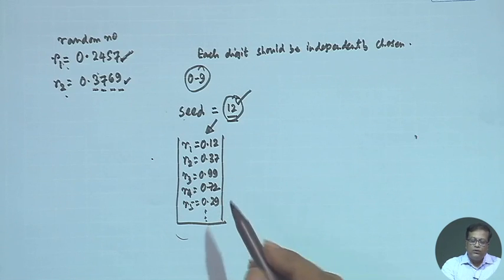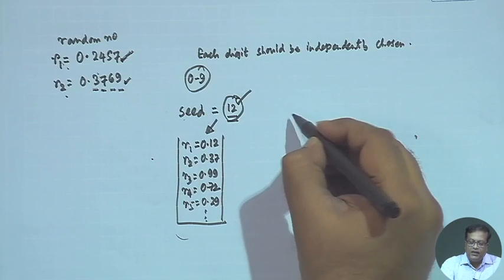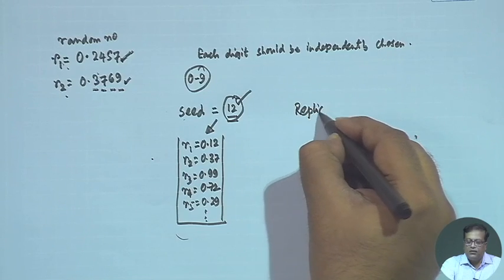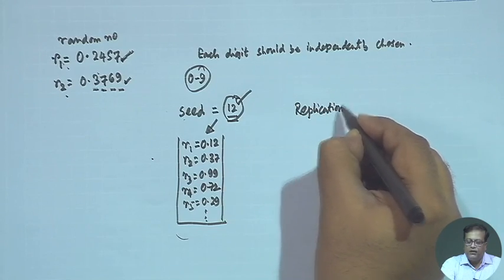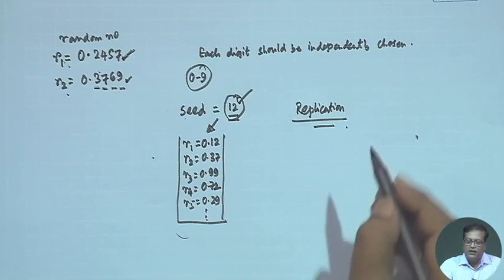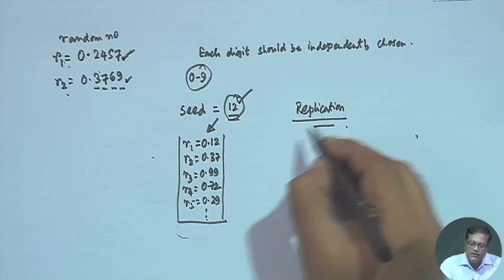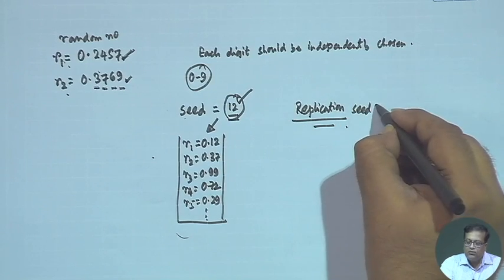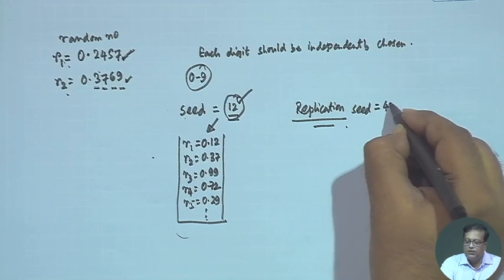What do we do to really create a replication? Because I said that replication means the random number experiment should be generated again. So, in order to get a replication, we must change the seed. This time we cannot use the same seed. So, not 12, we use, suppose say, 45.